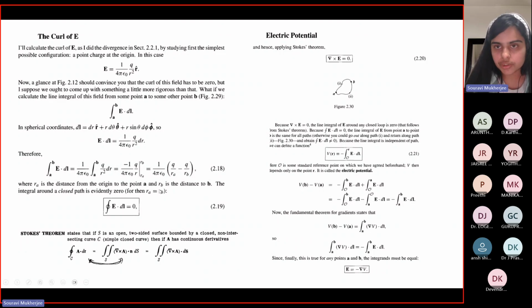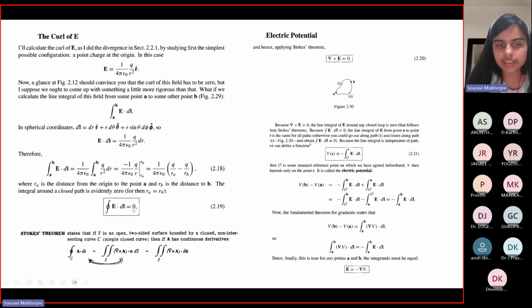Now what happens when you consider a closed path? You start from A and come back to A. That means r_A becomes equal to r_B, and this tells you that if you have a closed line integral of your electric field here, it turns out to be 0.